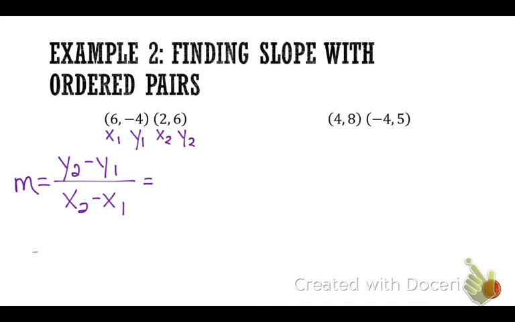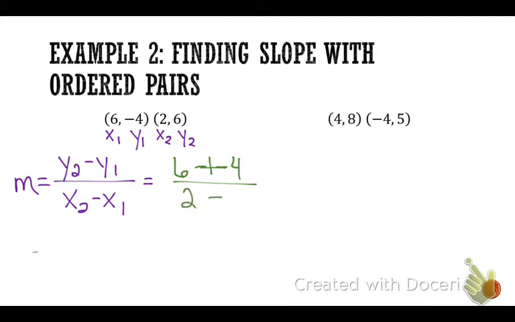So which value, according to my sequence, is my y2 value? 6. All right, so you're going to plug in 6 for y2. Minus, so the minus sign is a part of my formula. It does not matter what the value is, the minus sign is there. So what is my y1 value? Negative 4. You're going to see this happen a ton with slope. That you minus a negative, and a double negative changes to a positive. All right? Over, what's my x2 value?